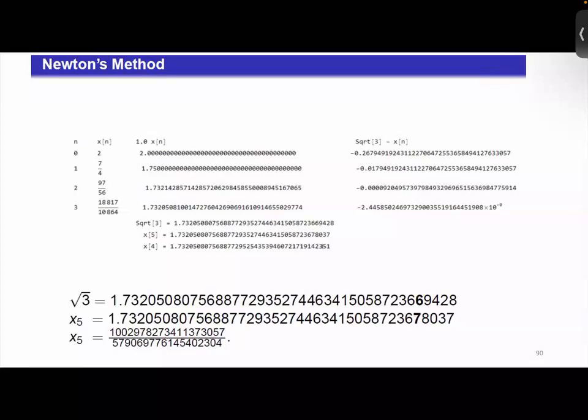Good. So divide and conquer only needs the function to be continuous. Newton's method needs the function to be continuous and differentiable. It's not surprising that if I assume more, I can do more. This is the power of calculus. What's the disadvantage of Newton's method? You're assuming more. And so if your function is not differentiable, you can't use Newton's method.